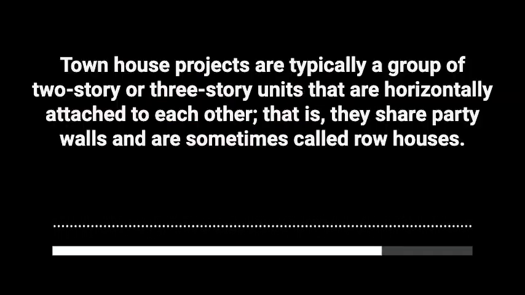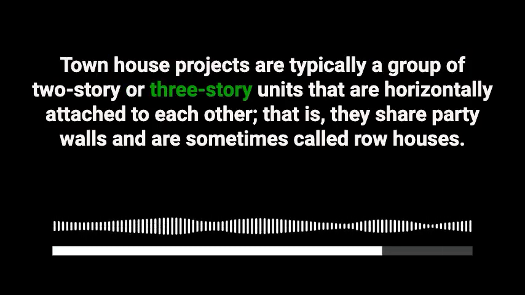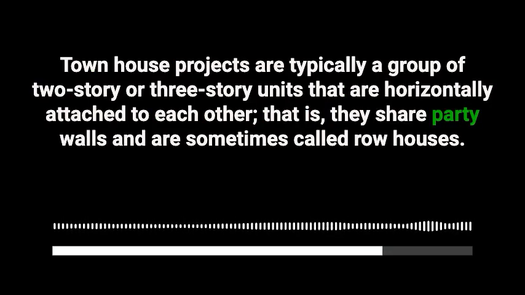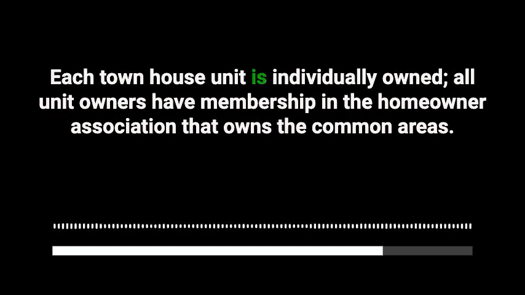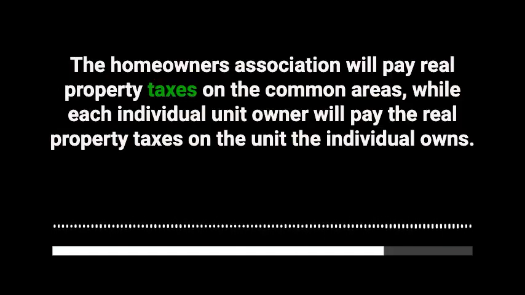Townhouse ownership. Townhouse projects are typically a group of 2-story or 3-story units that are horizontally attached to each other. That is, they share party walls and are sometimes called row houses. Each townhouse unit is individually owned. All unit owners have membership in the homeowner association that owns the common areas. The homeowners association will pay real property taxes on the common areas, while each individual unit owner will pay the real property taxes on the unit the individual owns.